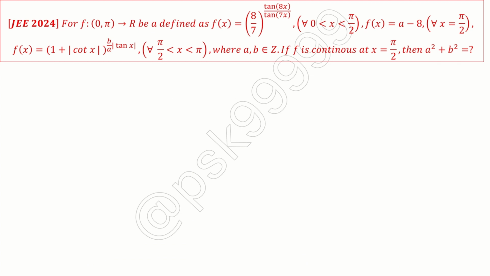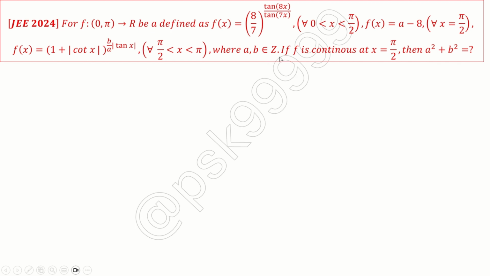Let f from 0 to pi to R, real numbers, be defined as f of x equal to (8/7) to the power of tan 8x by tan 7x for all x between 0 and pi by 2. If x is between 0 and pi by 2, f of x is defined as (8/7) to the power of tan 8x by tan 7x. And if x is equal to pi by 2, then f of x equal to a minus 8. If x is between pi by 2 and pi, then f of x equal to 1 plus [|cot x|]^(b/a) [|tan x|].